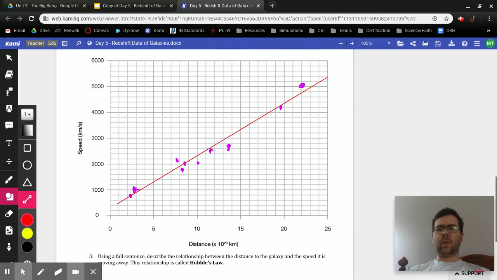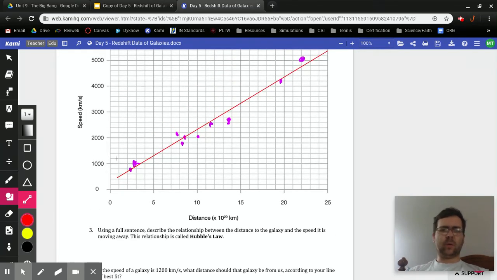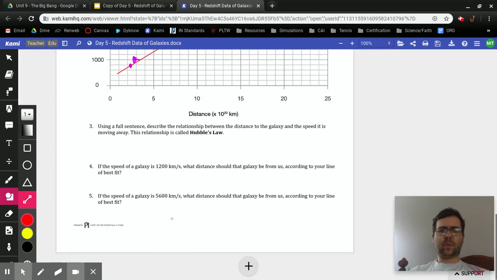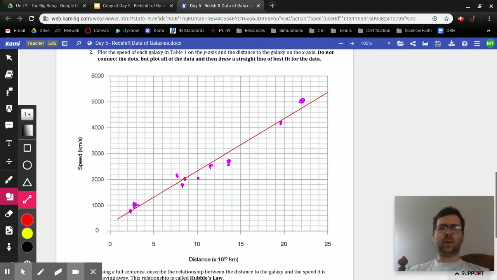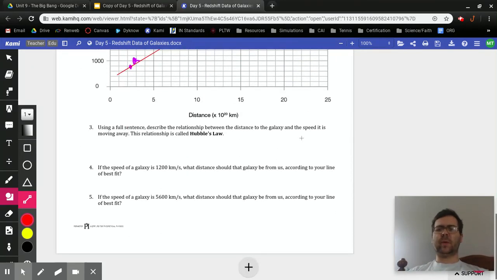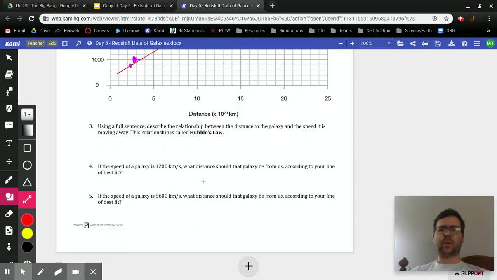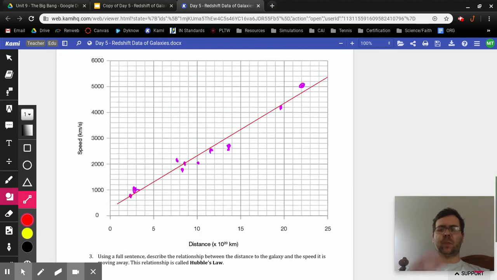Then I had some other practice questions here. Based on the line that I drew, what distance should a galaxy be away if it had a speed of 1200? Looking at my line, 1200 speed is right here. That should be about 4.5 times 10 to the 20 kilometers away. For number five, if it was moving at 5,600 kilometers per second, what distance should it be? 5,600 is way up here. See what that's at. That's over 25, probably 26, 27. You're going to have numbers a little bit different than mine based on how you drew your line, but that's okay. I'm not looking for complete accuracy. There's not supposed to be an accurate answer, but you're supposed to see that there's a relationship here, that the further away a galaxy is, the faster it's going.